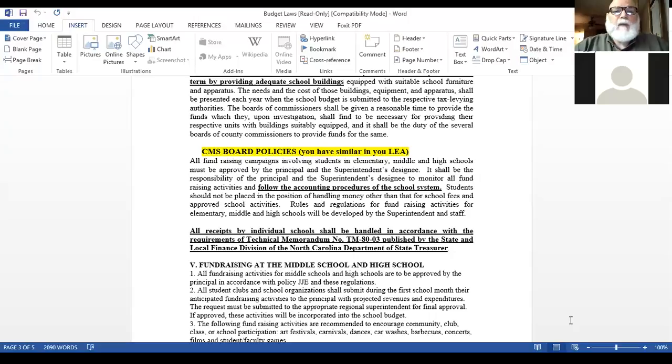All fundraising campaigns involving students, either elementary, middle, or high, must be approved by the principal and the superintendent or his designee. That means teachers can't just decide to have a fundraiser. Principals can't just decide to have a fundraiser. Everything that you're going to do in fundraising is supposed to be budgeted for and is proposed in your budget and approved before the school year starts. Again, I heard of a local principal who's in trouble over having unapproved fundraising activities. Well, if you didn't get approval, that's not going to go well for you.